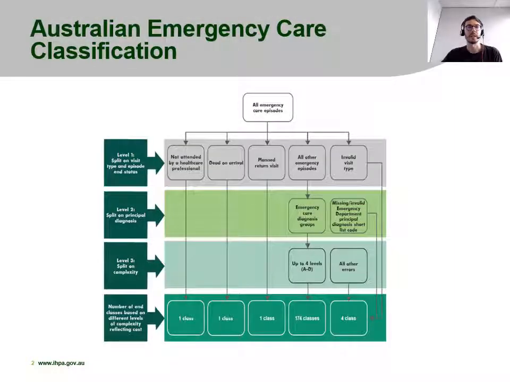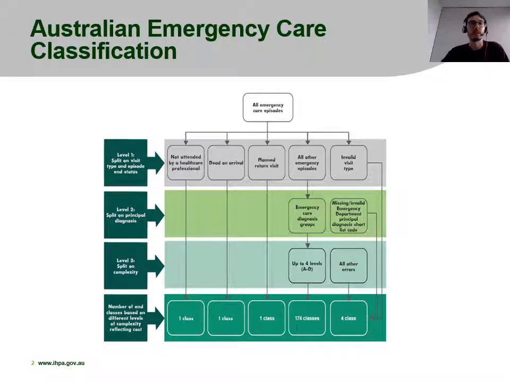IHPA develops classifications to provide the healthcare sector with a nationally consistent method of grouping patients based on the care received and the associated cost. This is in order to enable activity-based funding across the Australian public hospital system. The Australian Emergency Care Classification was released in 2018 to better account for patient complexity and cost variation for emergency department presentations. The classification has a three-level structure.